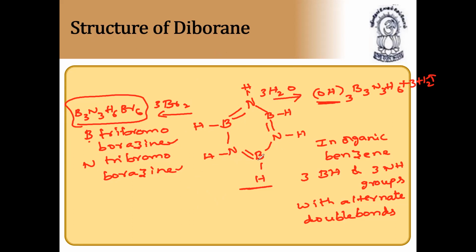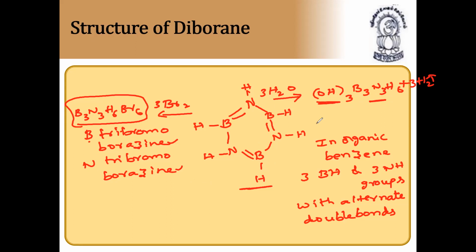This is the structure of inorganic benzene as it resembles a benzene-like structure. So that's why it is also called inorganic benzene. It contains 3 BH and 3 NH groups with alternate double bonds. And this inorganic benzene on reaction with bromine forms boron tribromoborazine along with nitrogen tribromoborazine, because 6 bromines will be added to 3 nitrogens and 3 borons. That's why tri. Borazine gets slowly hydrolyzed by water to produce hydrogen gas, boric acid, and ammonia.